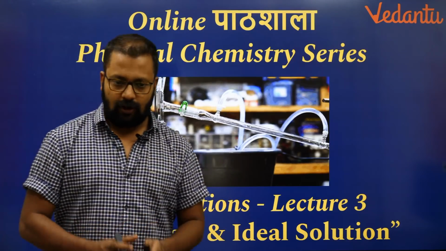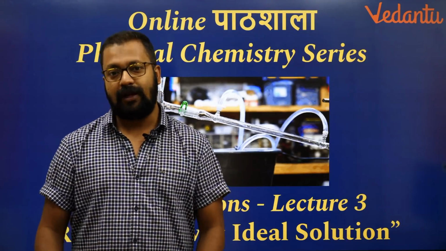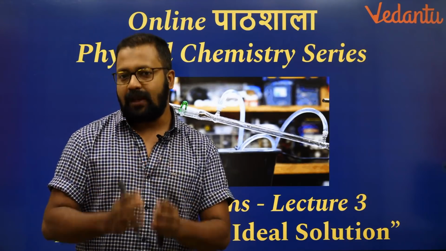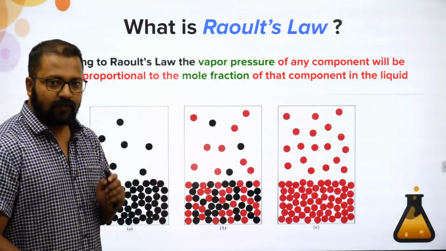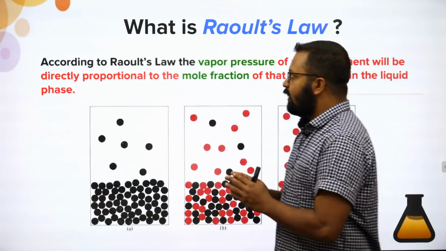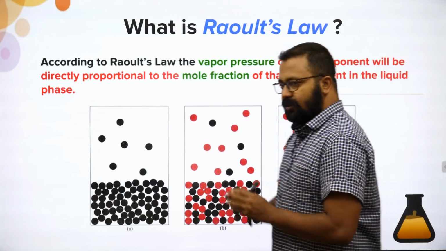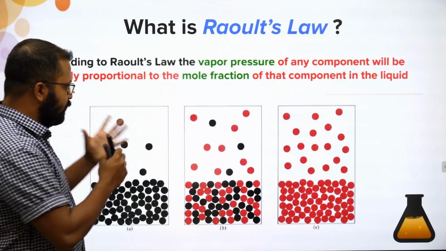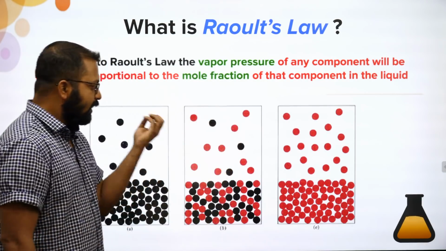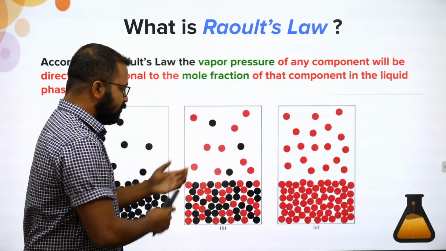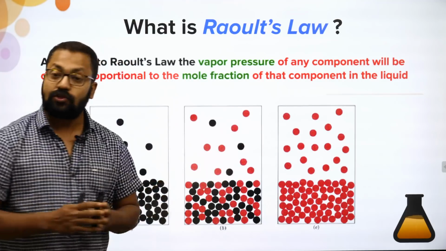Okay, so let's start with what is Raoult's law. Okay, this is a law, so there is no violation as long as the preconditions or prerequisites are met. So what is Raoult's law? Raoult's law says that the vapor pressure of a particular solution is the sum of the pressures due to the contributing solvents.